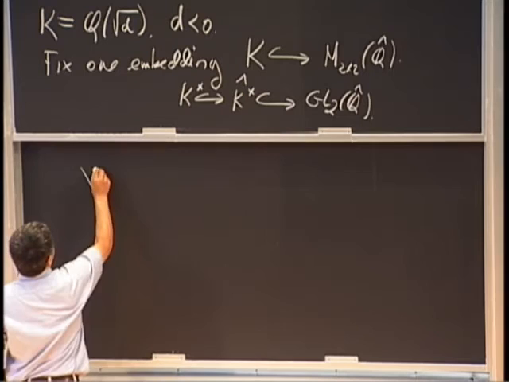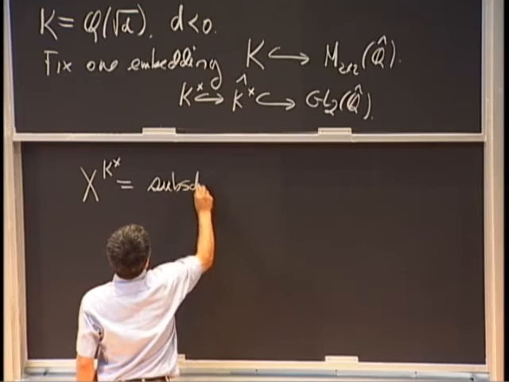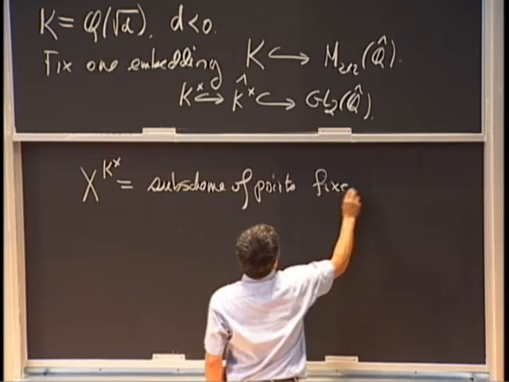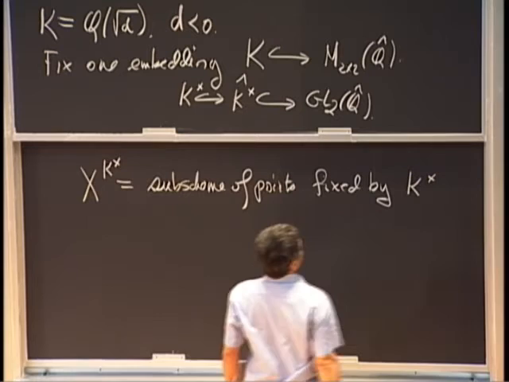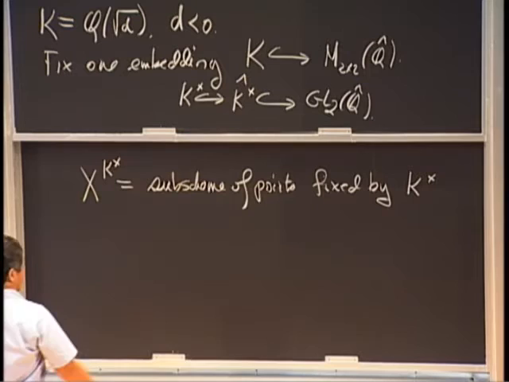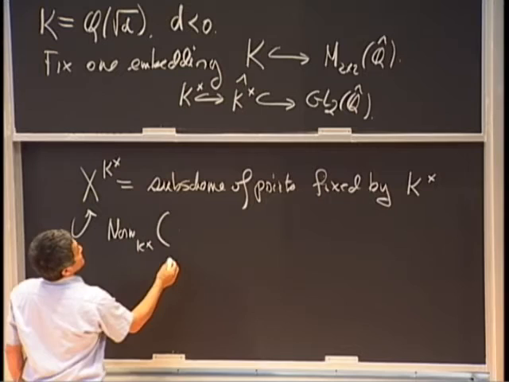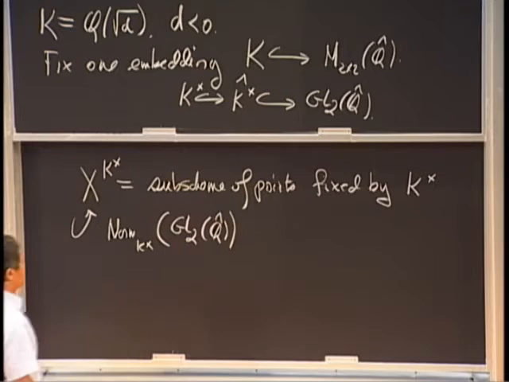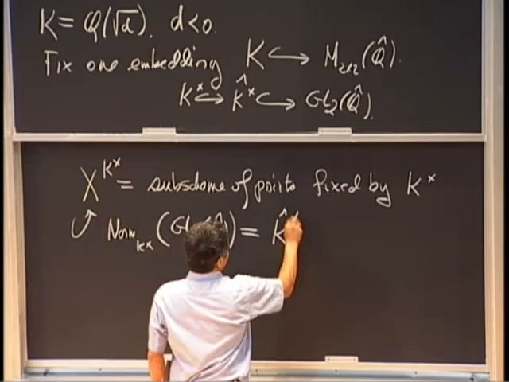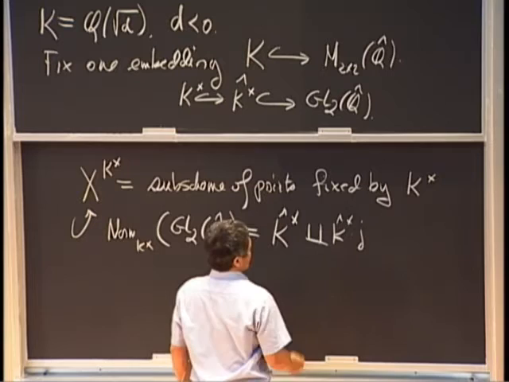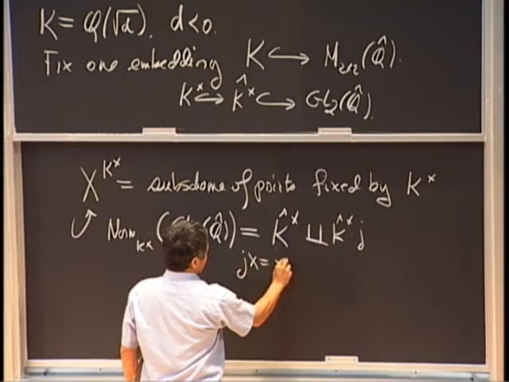So this is a subscheme of points fixed by K cross. But right now it's pretty abstract. Later on I'll give you something very concrete. But this one will have action by the normalizer of K cross inside GL2 of Q hat. And this normalizer is, in fact, a group generated by K cross and j. j is some element there to normalize K. So j x equals x bar j.